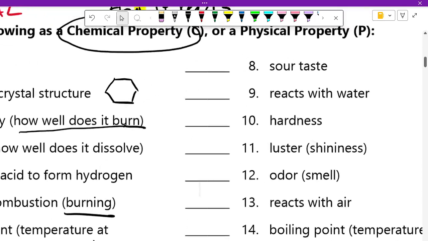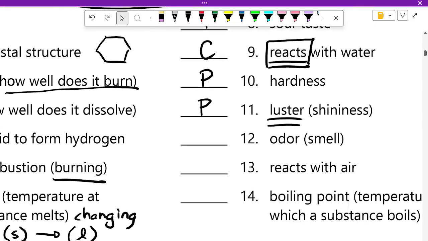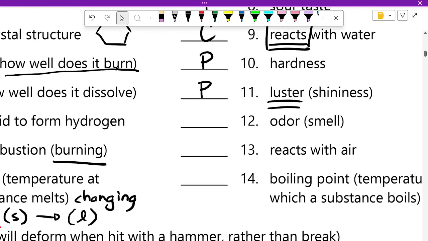Let's head on over to a sour taste. Chemical or physical? Physical. Reacts with water. If you see that word reacts, that tells you it is chemical. Hardness, physical. Shininess or luster, physical, because it's not about how it's reacting. Odor or smell, physical. Again, it's not reacting. Reacts with air, that's chemical, because it's a reaction.